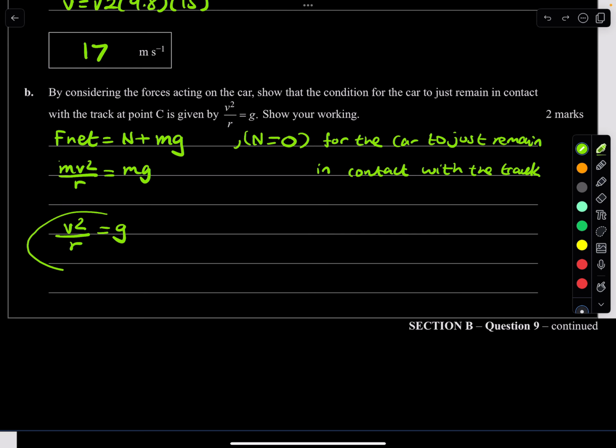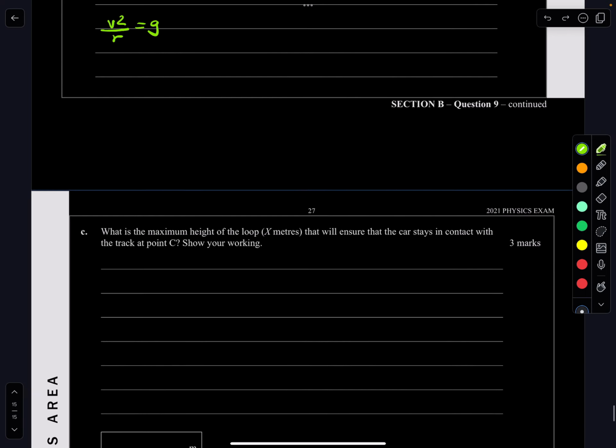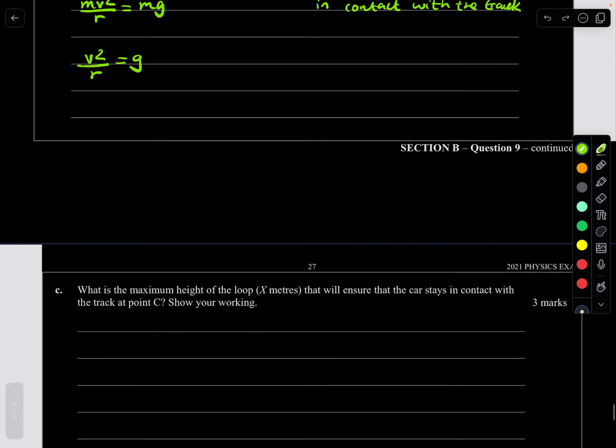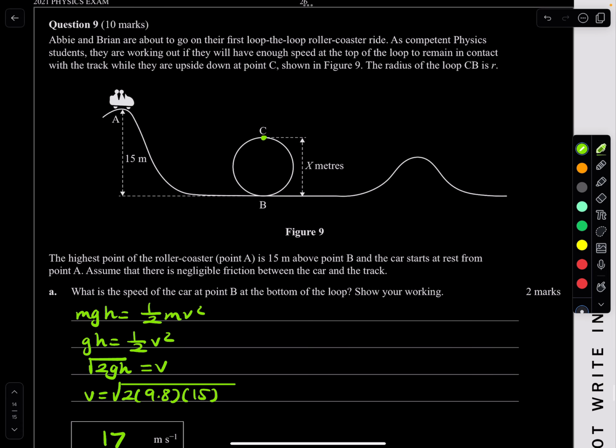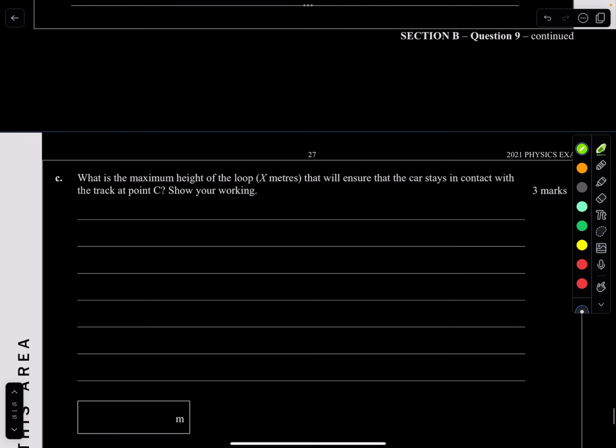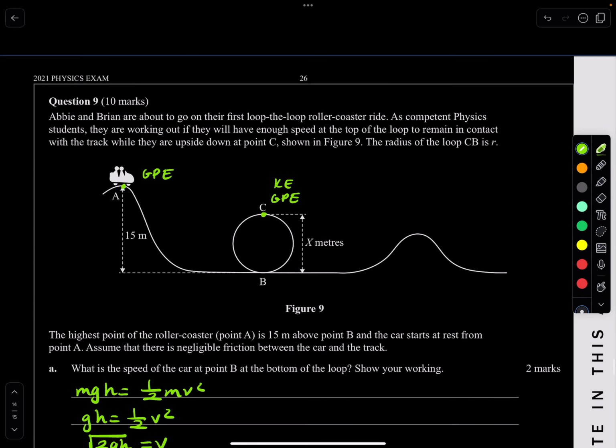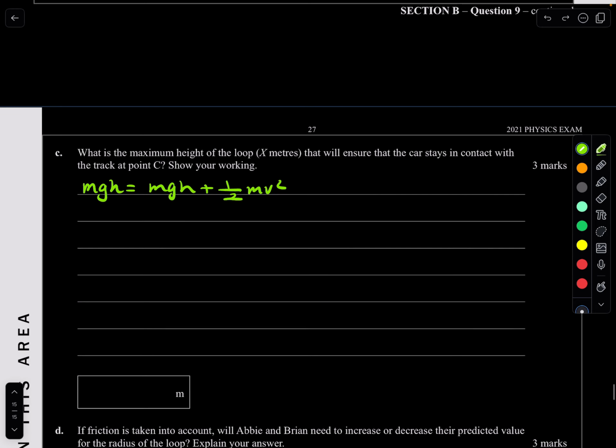So we're going to be using pretty much this formula over here still, because it's still just remaining in contact with point C. All right, so let's think at point C. I'm going to use energy transformations because overall here it's just gravitational potential energy, and at this point there's both gravitational potential energy and kinetic energy. So if I equate these, mgh is equal to mgh plus half mv squared. They must equate because the total energy must be a constant value.